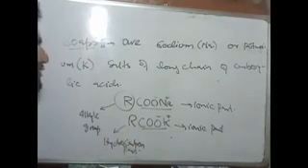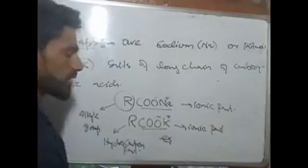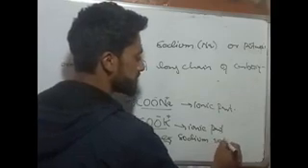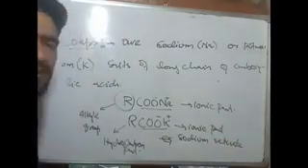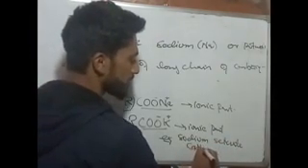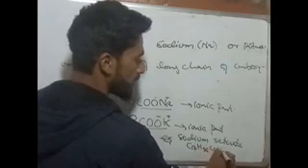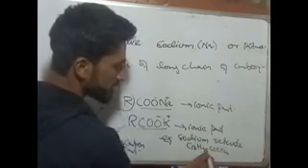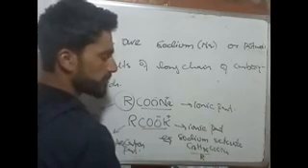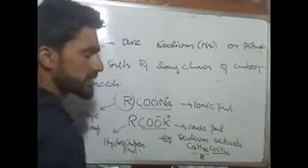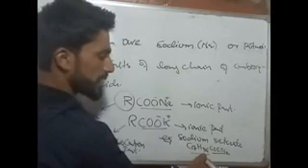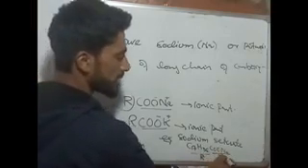Now, examples of soaps. First is sodium stearate, having formula C17H35COONa, where this C17H35 is known as the R group, and this COONa is known as the sodium salt of carboxylic acid. Means this is the R part, the hydrocarbon part, and this is the ionic part.